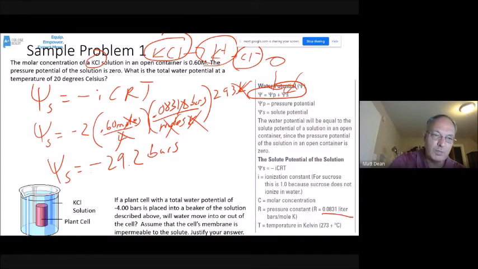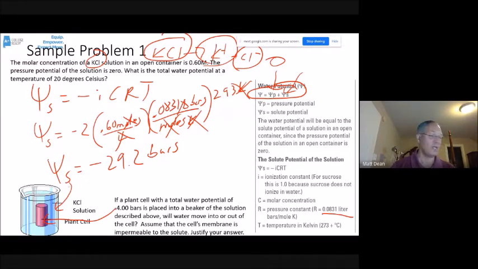That's the potential inside the cell. No, I'm sorry. That's the potential inside the solution. So that's out here in the beaker. The next part of this question says, if a plant cell with a total water potential of -4 is placed into a beaker of the solution described above, will water move into or out of the cell? Assume the cell's membrane is impermeable to the solute. Justify your answer. So inside the cell, the water potential is -4. Remember that water always moves from areas of higher water potential to areas of lower water potential.